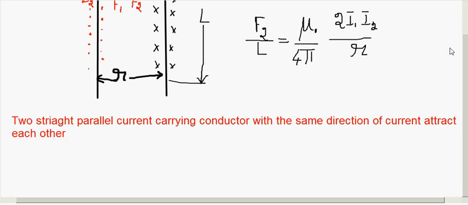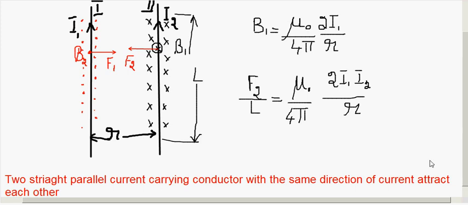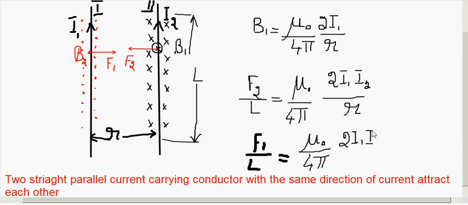Now if you write the force equation, F1 by L, the value will be same as above. If you derive this, you will get F1 by L as mu naught by 4 pi into 2 I1 I2 divided by r. So F1 by L is also mu naught by 4 pi into 2 I1 I2 by r. The equation will be same. Now this is the case where the currents are in the same direction.